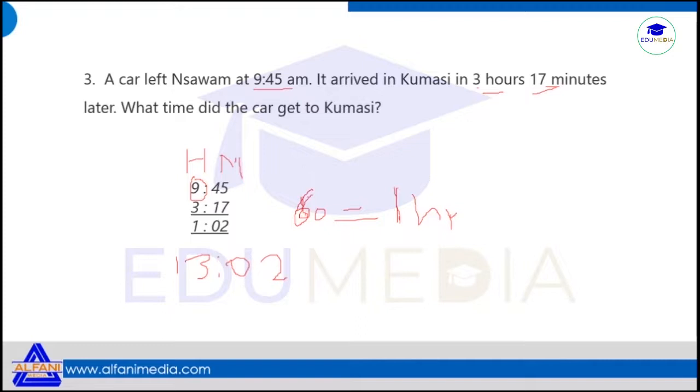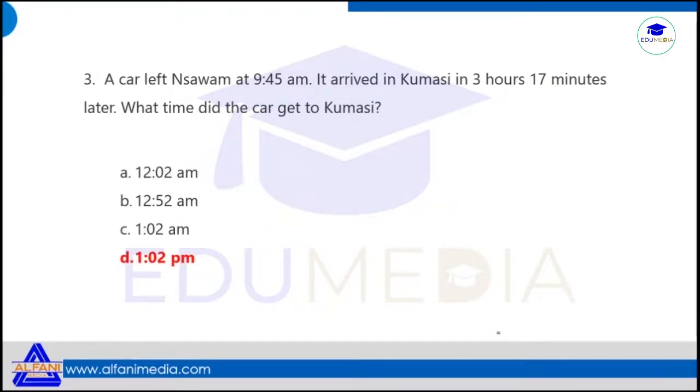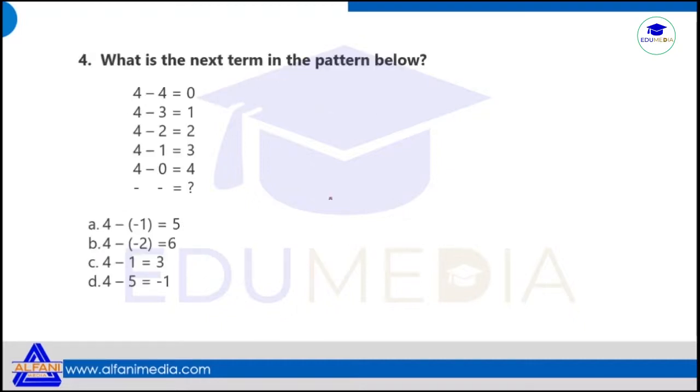And when you're using the 24-hour clock, you can have 13 represent 1 p.m., because the moment it crosses 12 noon, that becomes p.m. So that is 1 p.m., same as 13. So that is our answer: the car gets to Kumasi at 1 p.m. We check, and our answer there is 1 p.m. This is the answer. All right, let's move on quickly to the next question.